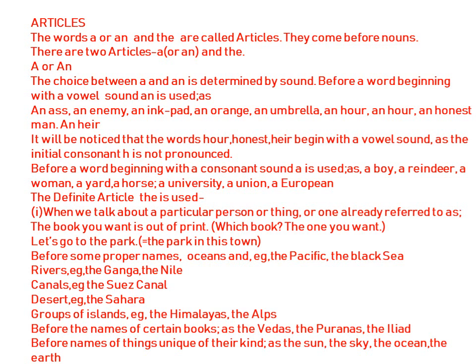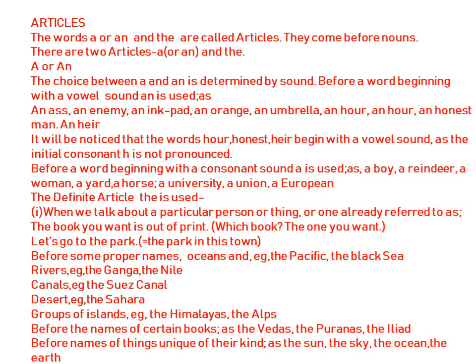Here we have several examples: an ass, an enemy, an ink pad, an orange, an umbrella. Up to umbrella we can see the letters used. In an ass, the a makes a vowel sound. An enemy, the letter e makes a vowel sound. An ink, i makes a vowel sound. An orange, o makes a vowel sound. U in umbrella makes a vowel sound.